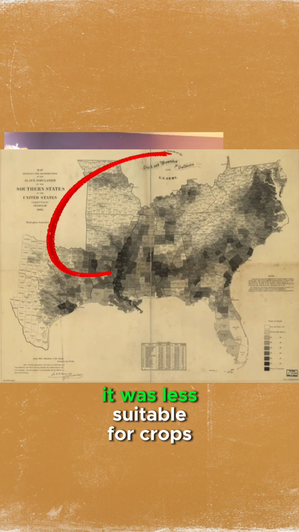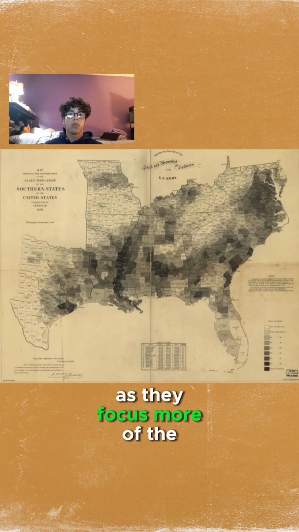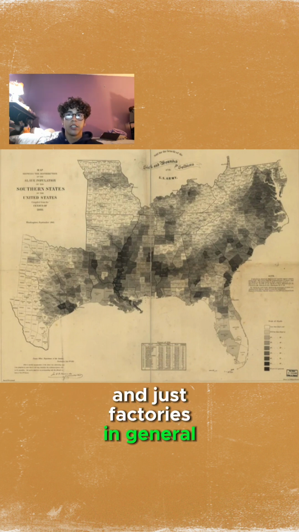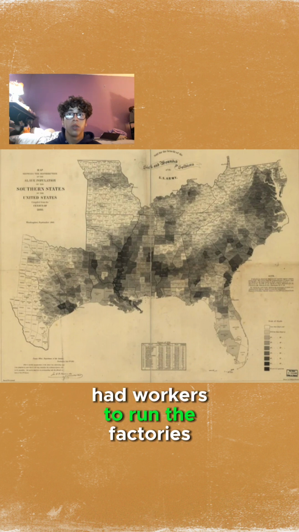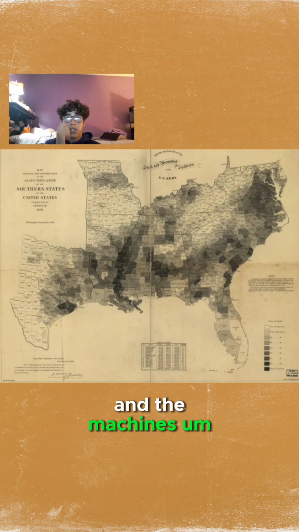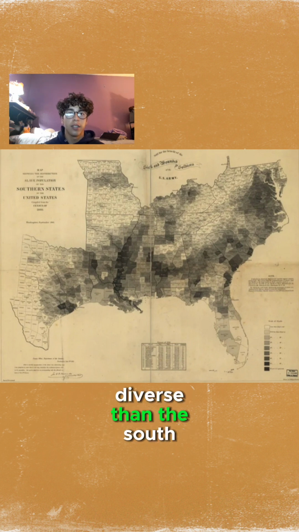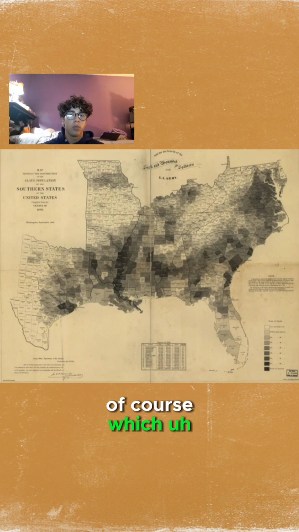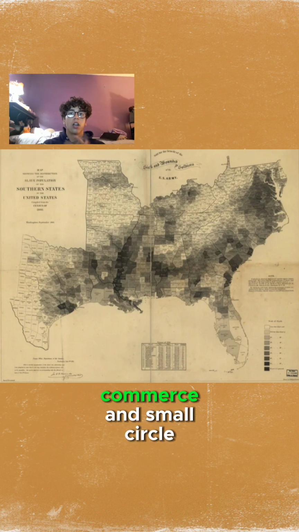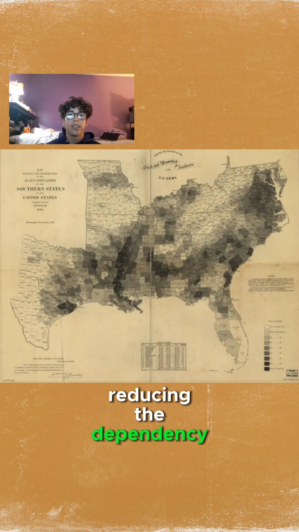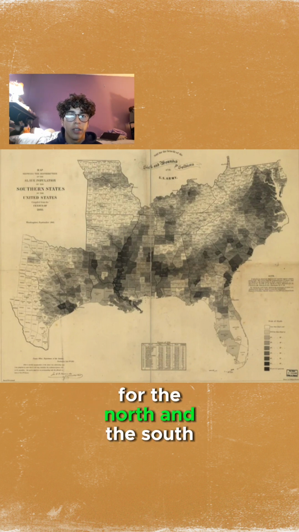If we look at the north, it was less suitable for crops as they focused more on the industry aspects. So this meant coal-powered machines and just factories in general, which had workers to run the factories and the machines. And also, in contrast, the northern colonies were more diverse than the South, of course, with aspects like trade, commerce, and small-scale farming, which meant reducing the dependency on slave labor in the North compared to the South.